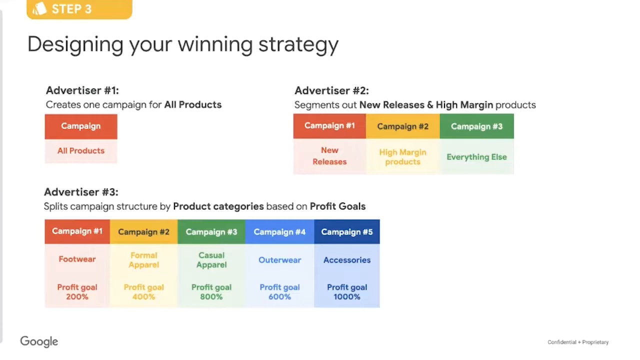Advertiser 3 has recognized that their product categories have drastically different profit margins. To be sustainable with their advertising spend, they have broken these out into 5 smart shopping campaigns, 1 for each product category. But before launching their smart shopping campaigns, they confirmed that each category above generated a sufficient conversion volume to be segmented out separately.